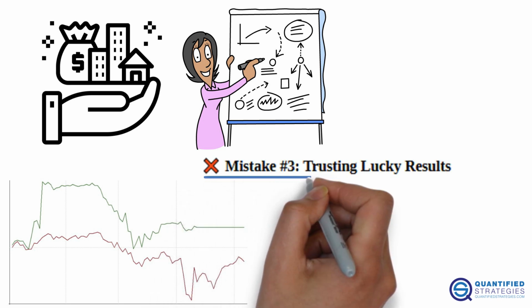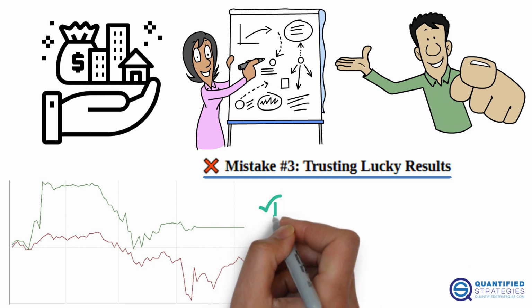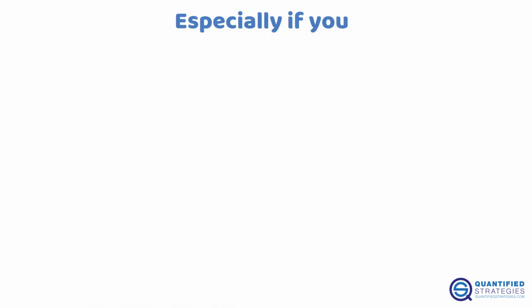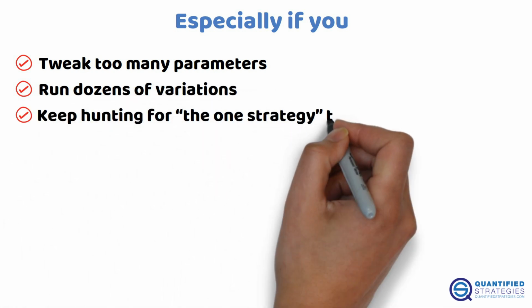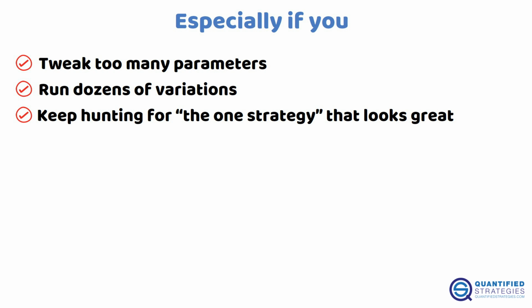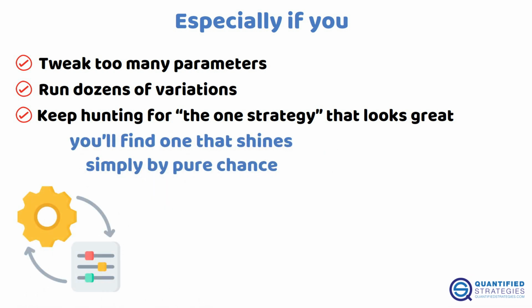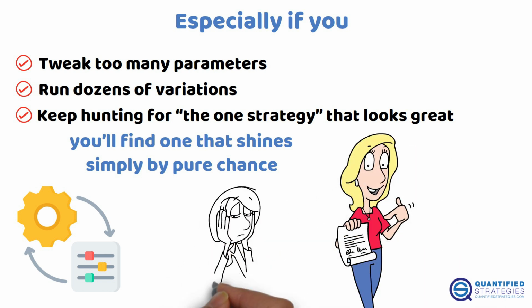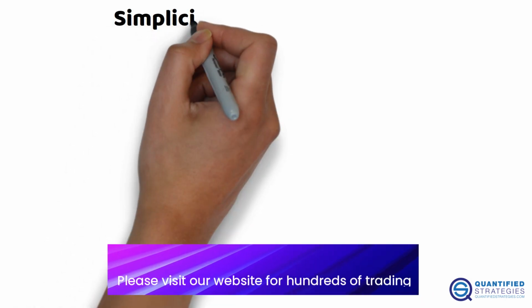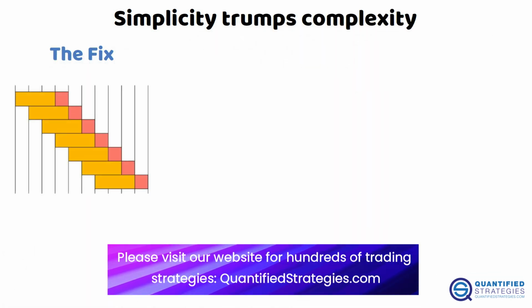Mistake number 3, trusting lucky results. Let's face it, backtests can lie. Especially if you tweak too many parameters, run dozens of variations, keep hunting for the one strategy that looks great. Eventually, you'll find one that shines simply by pure chance. The more parameters you use, the more fragile your strategy becomes, and the more likely it will fail in real trading. Simplicity trumps complexity. The fix: use walk-forward testing.